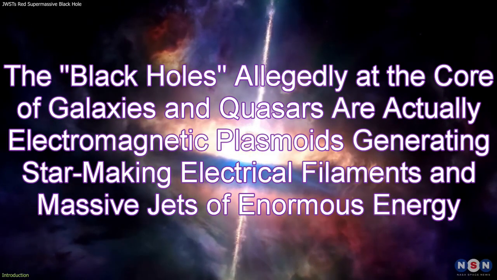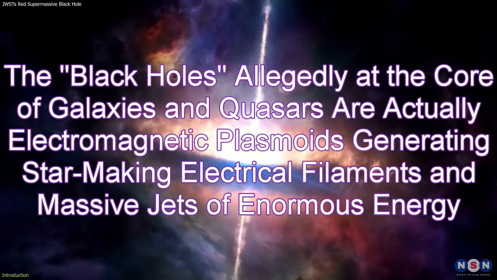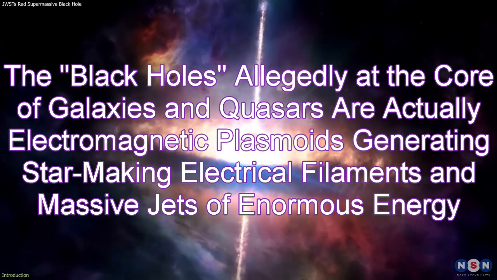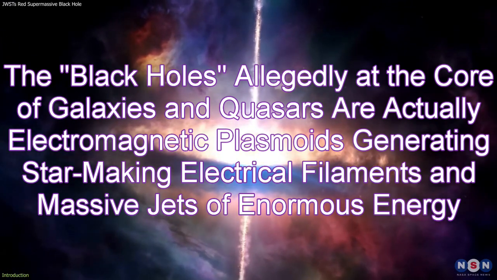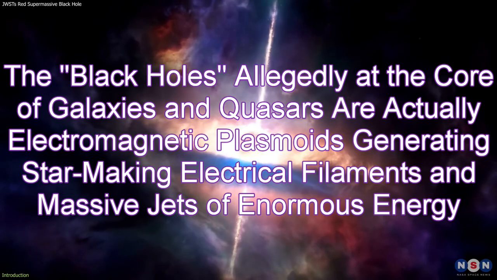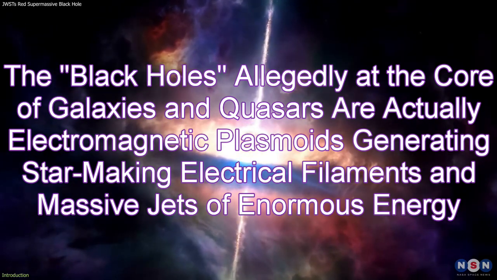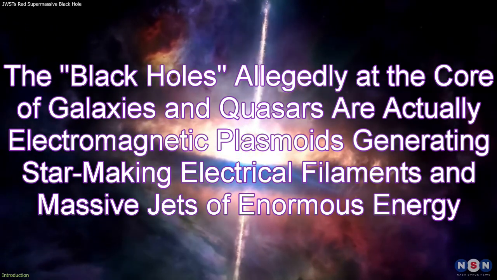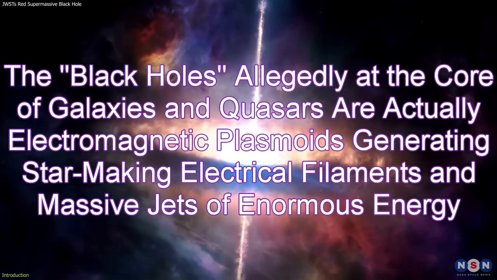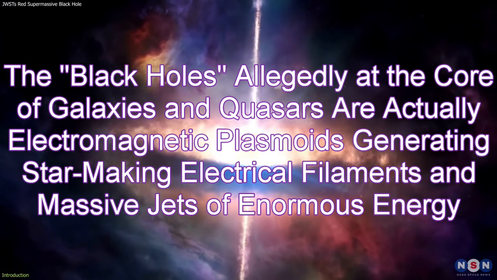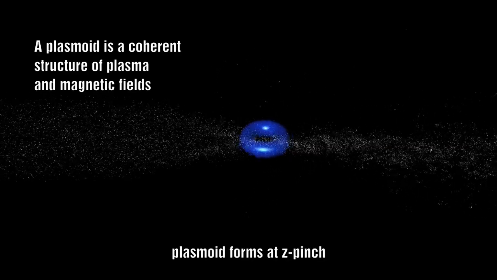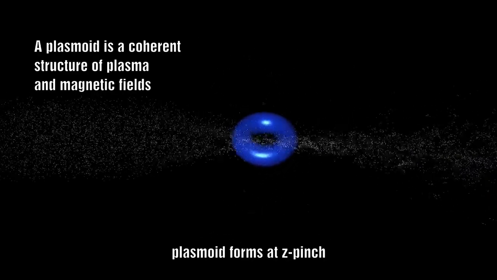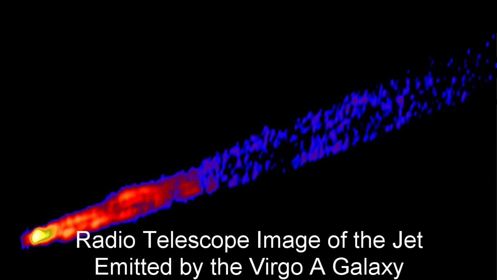The black holes, allegedly at the core of galaxies and quasars, are actually electromagnetic plasmoids generating star-making electrical filaments and massive jets of enormous energy. A plasmoid is a coherent structure of plasma and magnetic fields that are formed at a Z-pinch.